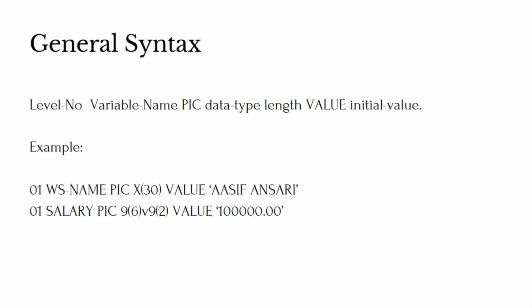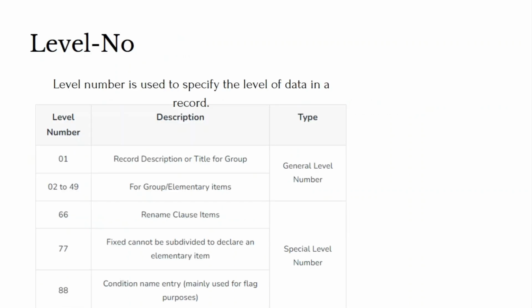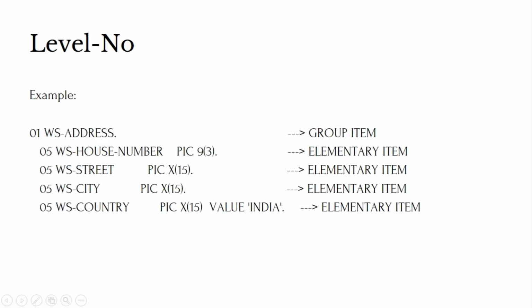Now let's go to the level numbers. How many level numbers do we have in COBOL? The level number is used to specify the level of data in a record. If we give level number 01, that means a record description. For example, this is the example for level number 01, WS-ADDRESS, and we have given 05 level, which are house number, WS-STREET, city, and country, which are part of WS-ADDRESS. So WS-ADDRESS is a group item and the 05 level items are elementary items.